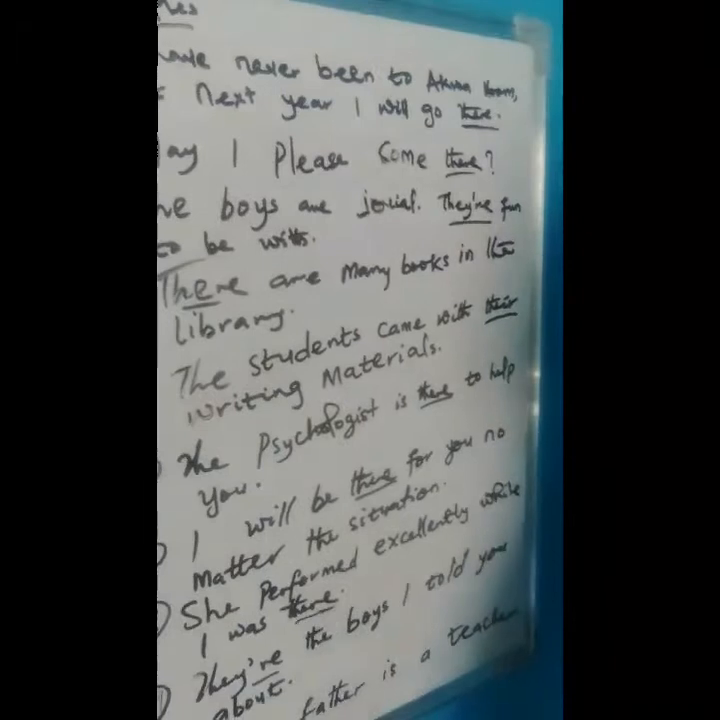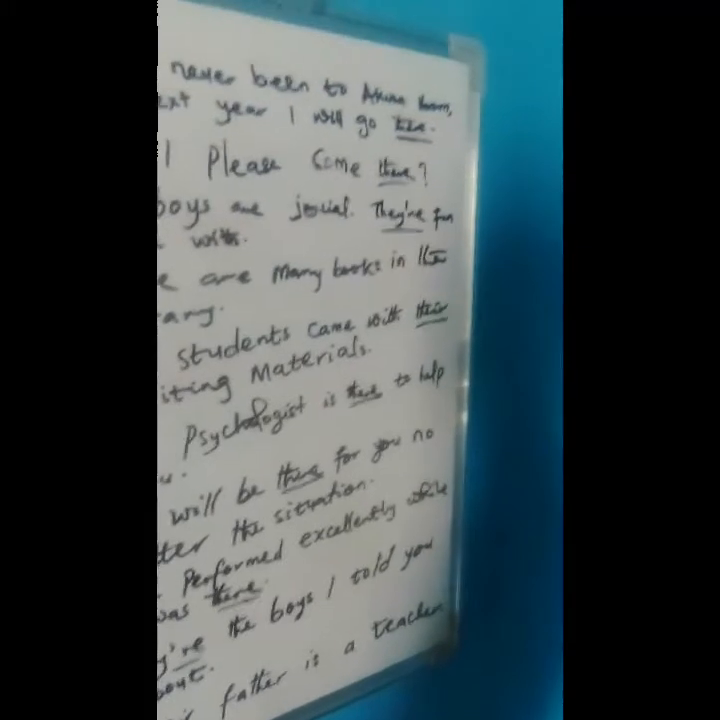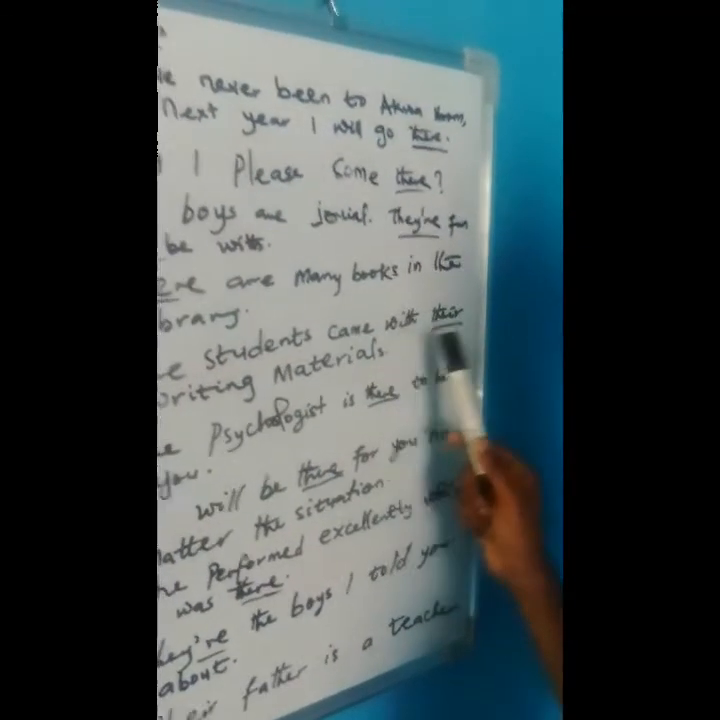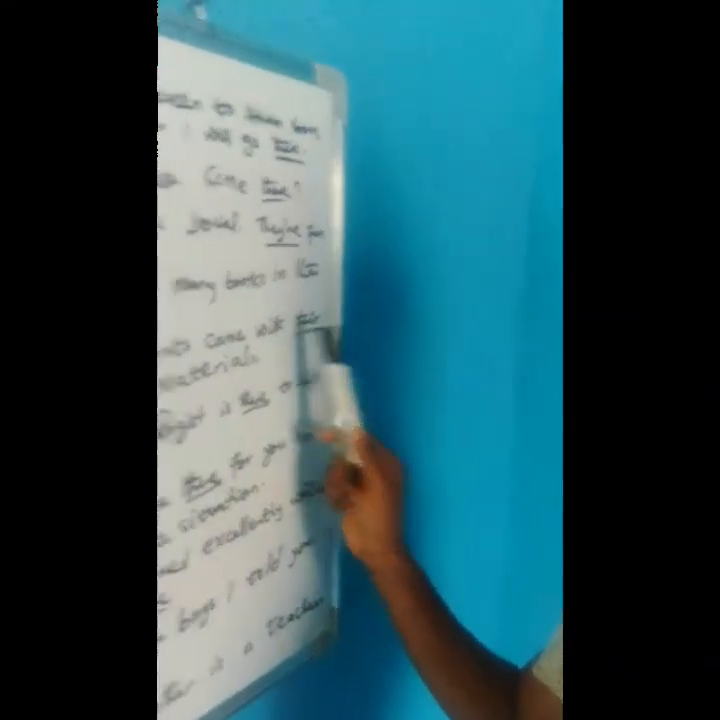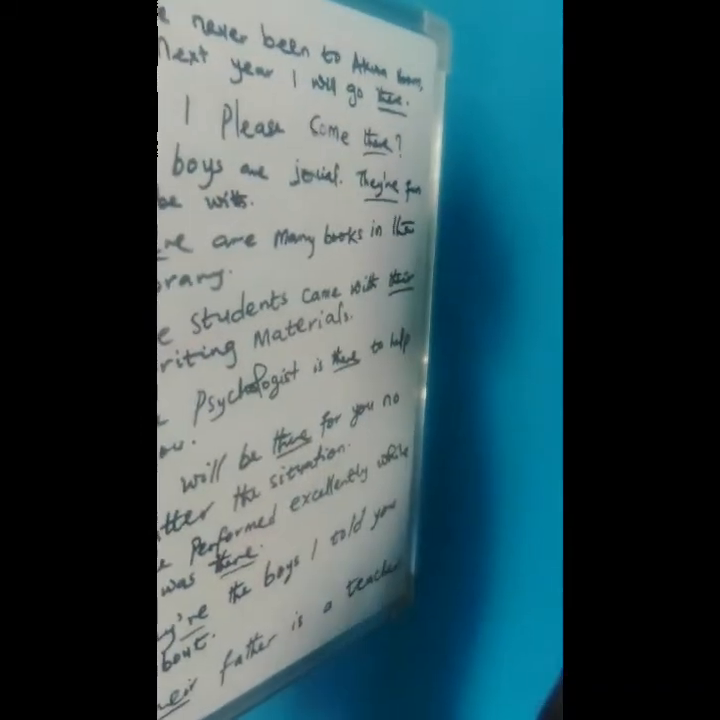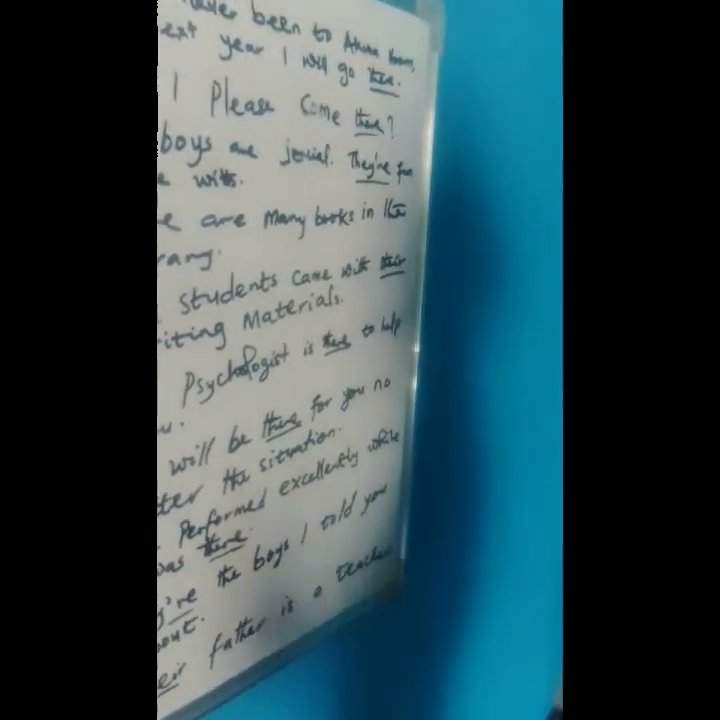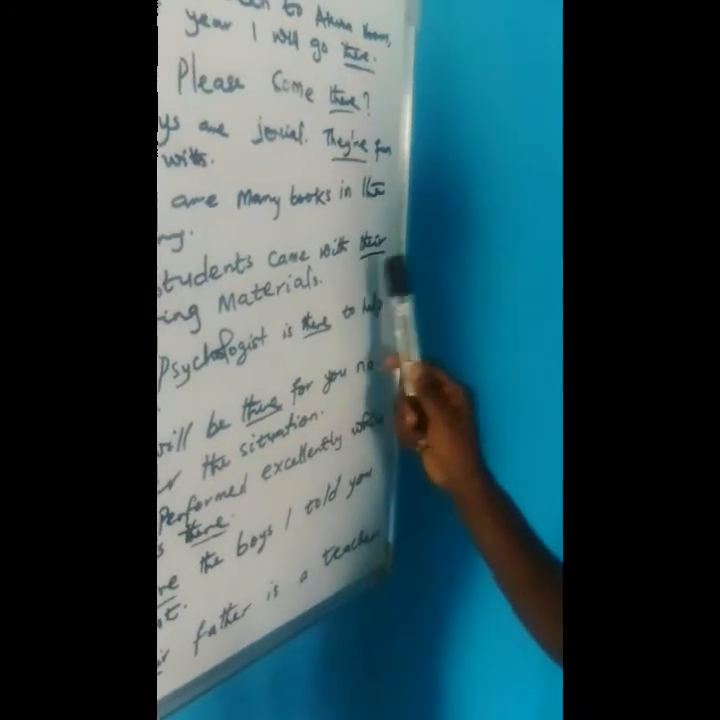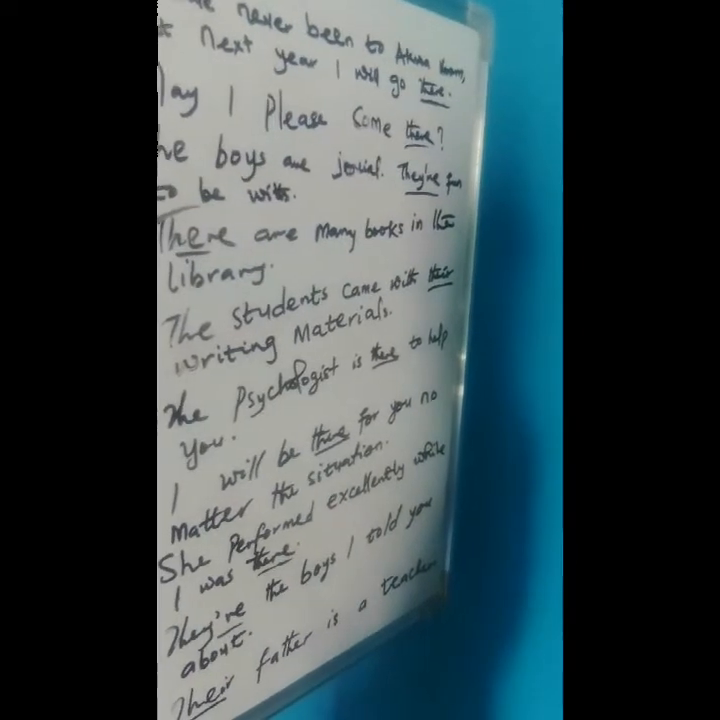Now, number 5, the students came with their writing materials. Now you see that their at this point is talking about possession. The writing materials belong to the students. So their, which functions as the possessive adjective, is the right homophone to use.